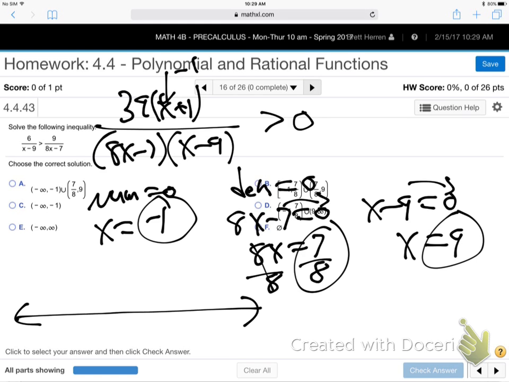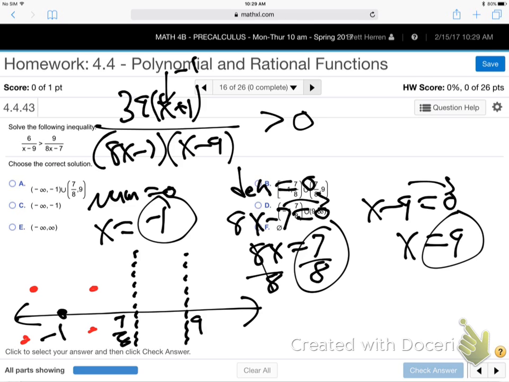So when you go to the number line, you've got the negative 1 here, and then you've got 7 eighths, which is going to be a vertical, and you've got 9, which is going to be a vertical, because those both came out of denominators. So 7 eighths and 9 are both verticals. Negative 1 is a normal x-intercept because it made the top 0. And so then you've got 4 regions. Is it above or below in the first region?